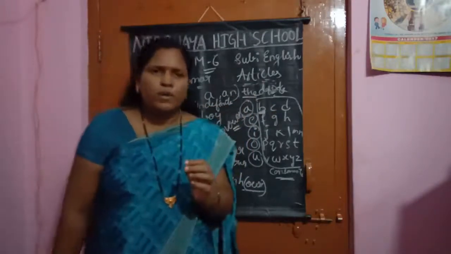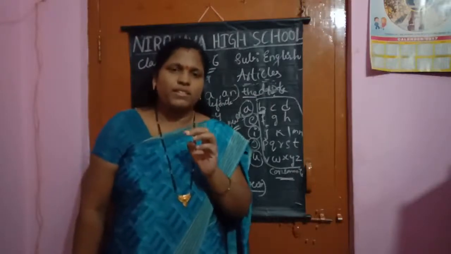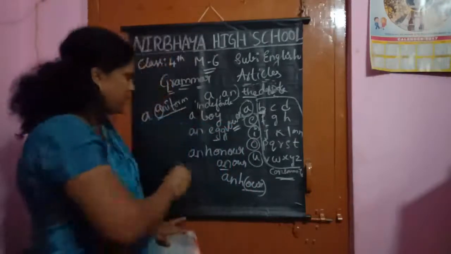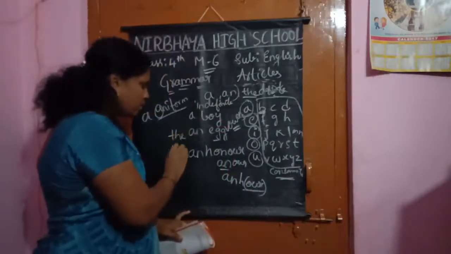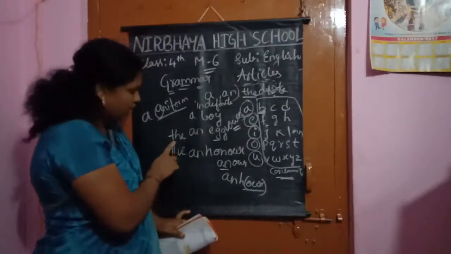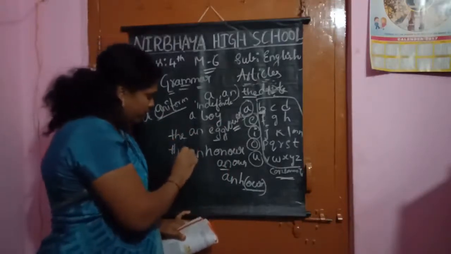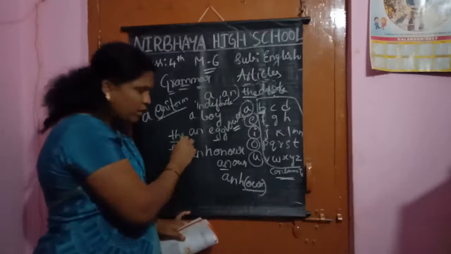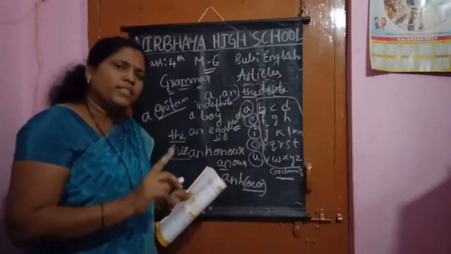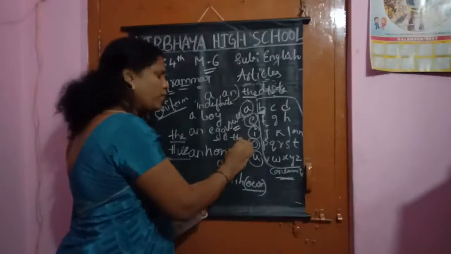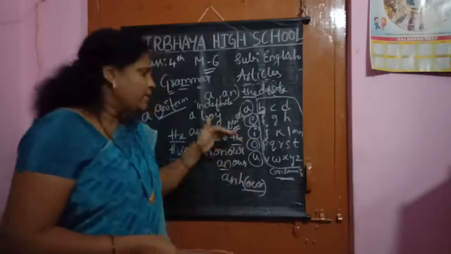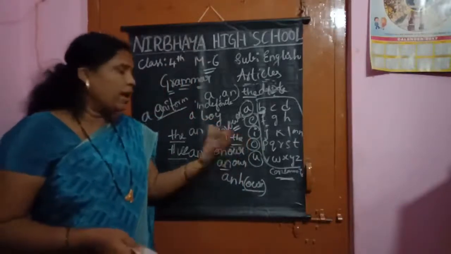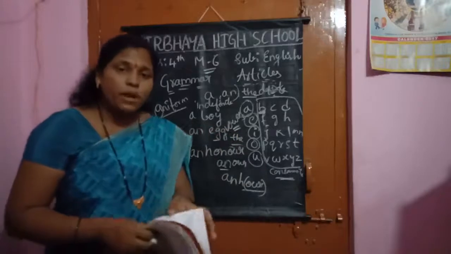Here, "the" is pronounced in two ways. Not only is it pronounced "thuh", it is also pronounced "thee". For your identification, I'm writing here two pronunciations. But we will write T-H-E, "the", only for both. Now see how you will pronounce "thuh" and how you will pronounce "thee", in which cases, we will see.